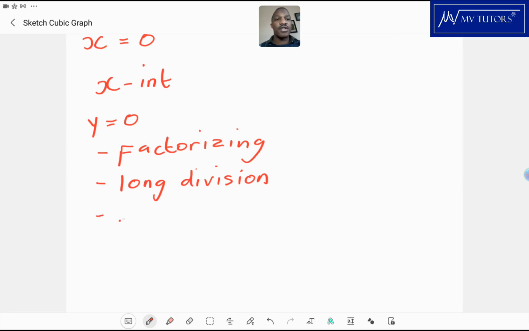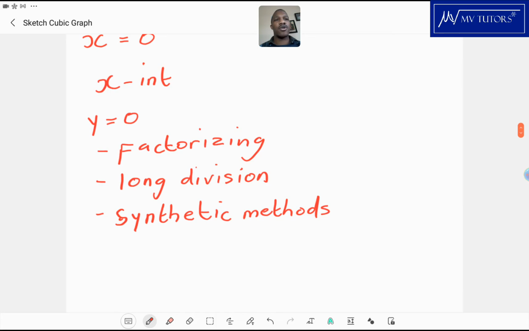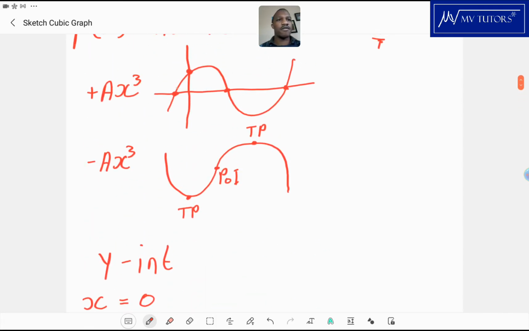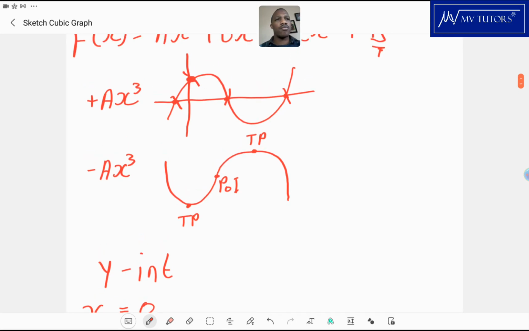Or alternatively, you can use what we call synthetic methods. Okay, so there are many kinds of synthetic methods. We do have a video as well on synthetic methods, so you can check that out as well. Okay, so that's how you get your x-intercept. So it's these values there. So y-intercept over there, x-intercept over there. Okay, now we've got those points that we need.